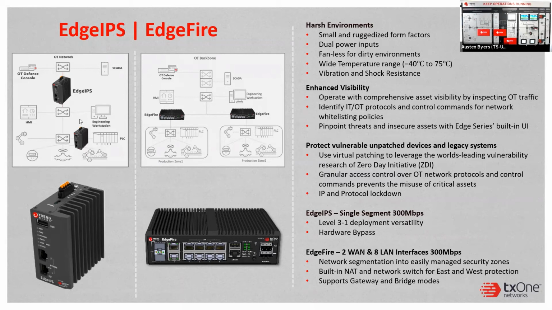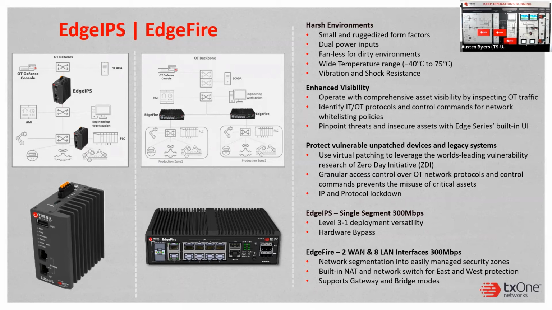And so when we're talking about deployments, I would say the EdgeIPS, which is the smaller one down here in the corner, is about the size of maybe two decks of cards. With the EdgeIPS, speaking back to the Purdue model that Traeger showed you a second ago, you have the ability to deploy from, say, level 3 at the switch level, all the way down to level 1, either right in front of the machine or in the cabinet of the machine that it might be protecting.